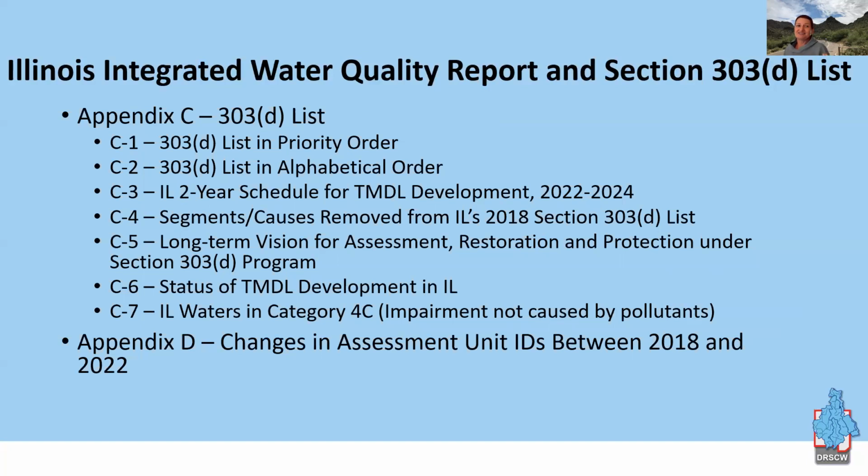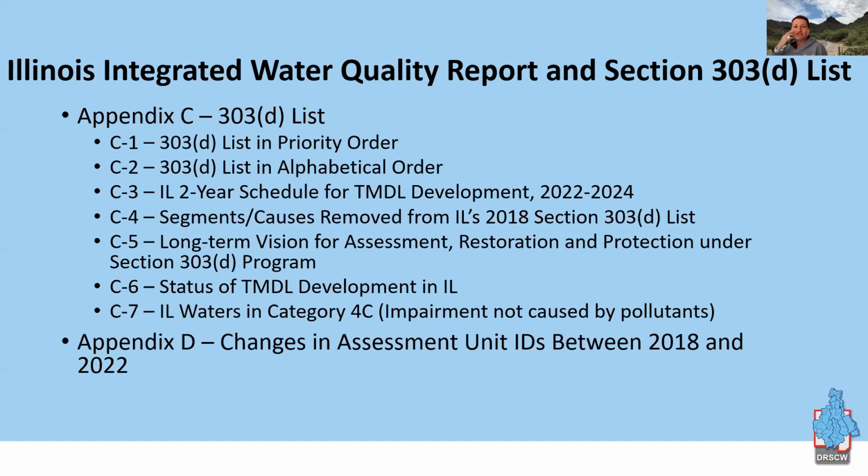They had a great appendix this year called C4, which clearly lists by water, in alphabetical order, where causes and segments were removed from the old 2018 303(d) list. So it's really easy for you to use all these different pieces together to track what's going on in our watershed. C5 and C6 are a list of where they are with some of the TMDLs, and then C7 is the Illinois waters in category 4C, which means the impairment is not caused by pollutants. So that would be things mainly habitat related. I have an example on the next slide.